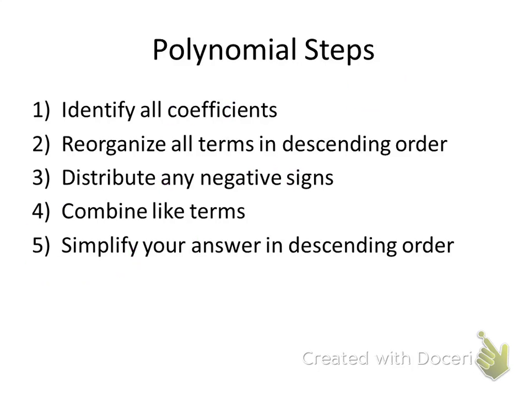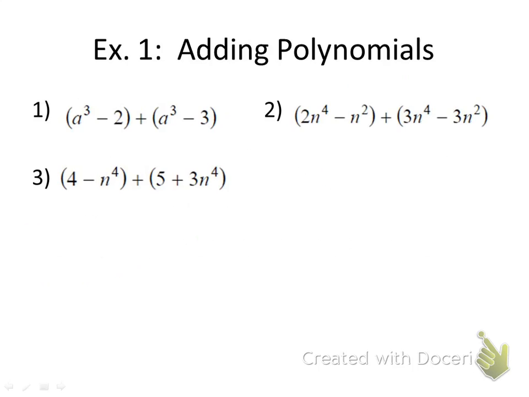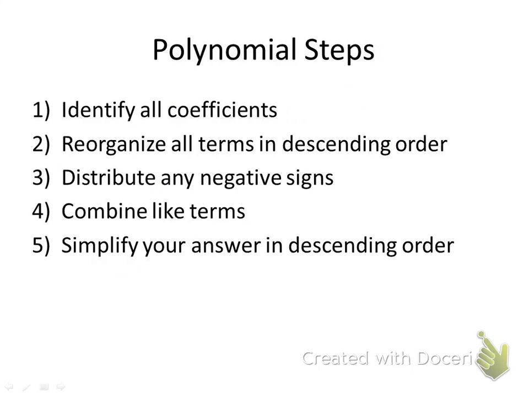Polynomial steps: identify all coefficients first. Then you want to reorganize all the terms in descending order. So we think about what's the biggest exponent first, and then we organize them into descending steps. Then we distribute any negative signs that we need to. After you reorganize all the terms, combine like terms at the end and simplify your answer in descending order, making the largest exponent up in the front. Continuing forward here.